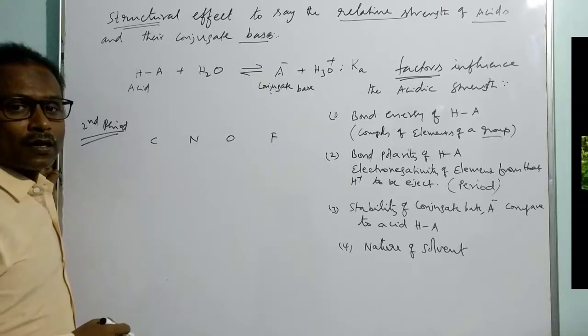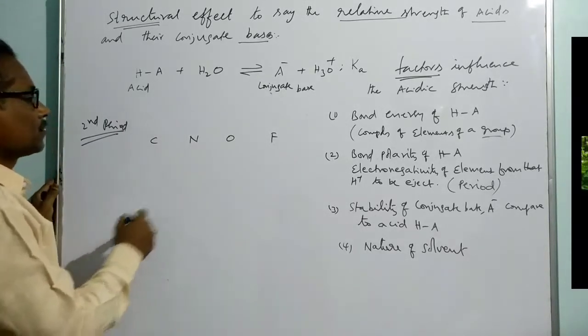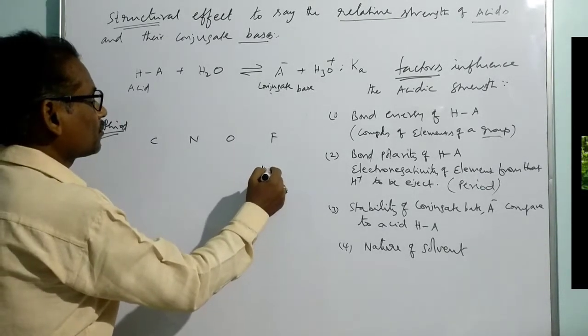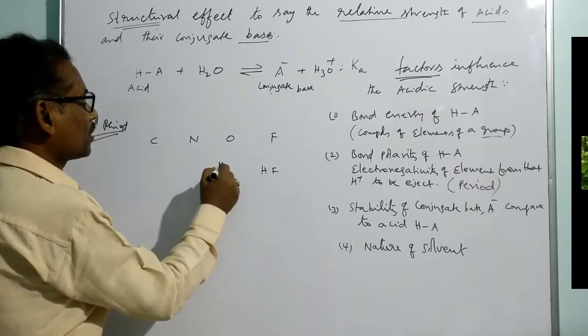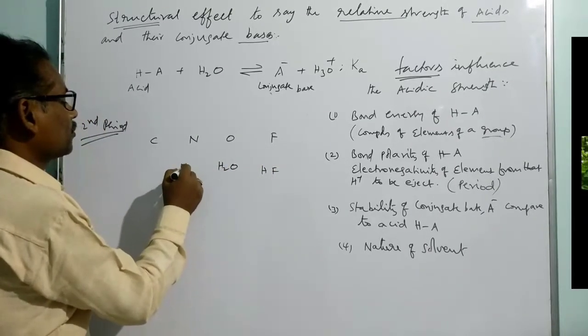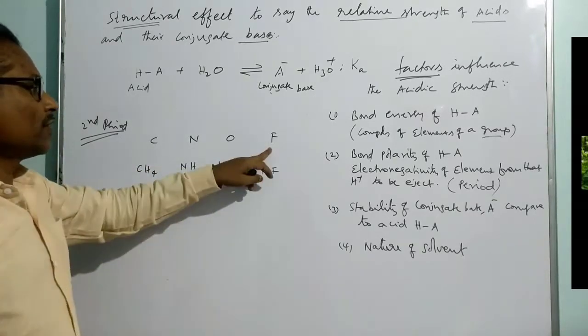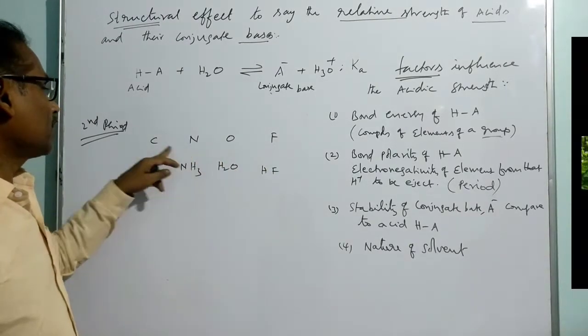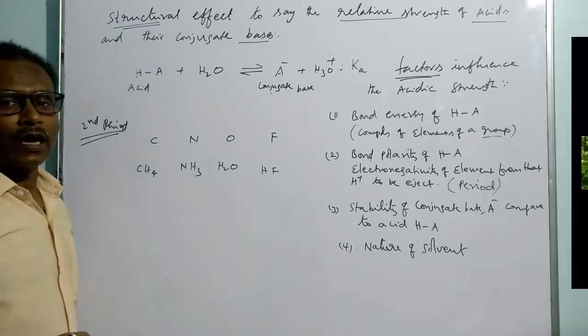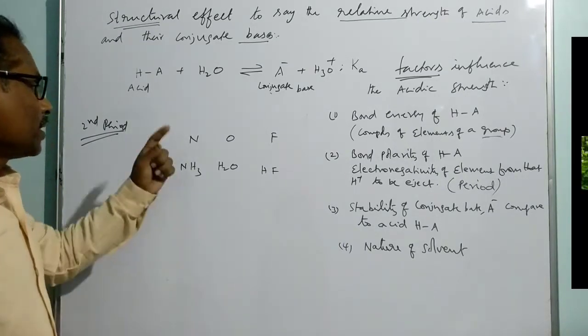Now let us take the compounds of these elements. It forms a compound like HF. It forms a compound like H2O. It forms a compound like NH3. It forms a compound like CH4, because it is monovalent, divalent, trivalent, tetravalent. So these are hydrides of the second period elements.